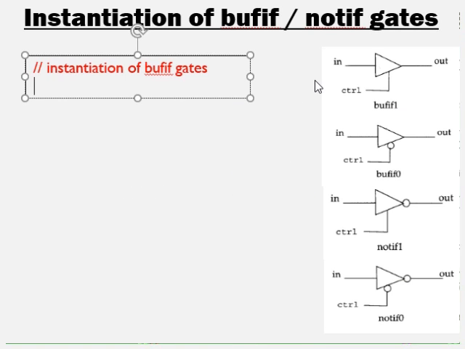The bufif and the notif gates are different from the buf and not gates in the sense that there is an additional control input to these gates. The instantiation of bufif gates follows like this. The name of the primitive gate is bufif1. Note the name of the primitive gate here. Remember all the keywords in Verilog are in lowercase, followed by some instance label. I will take it as B1, and here the list of outputs first. So here it is single output out, followed by in, and lastly the control input.